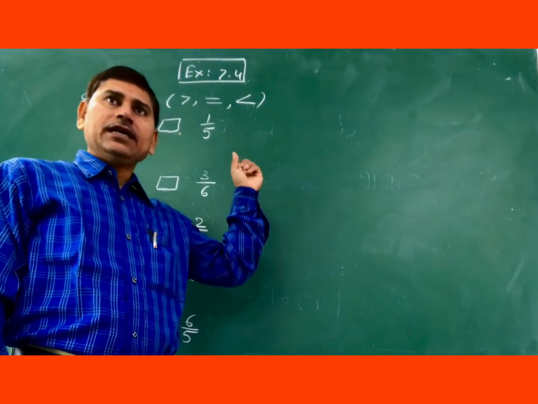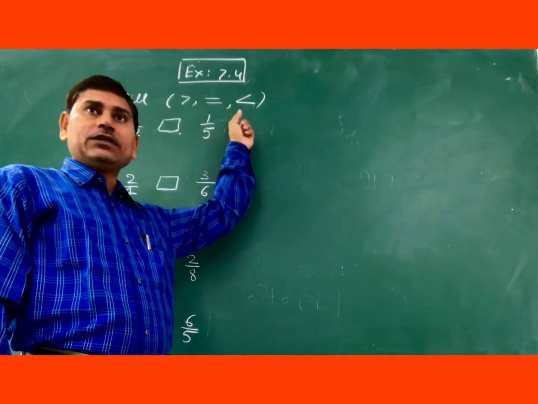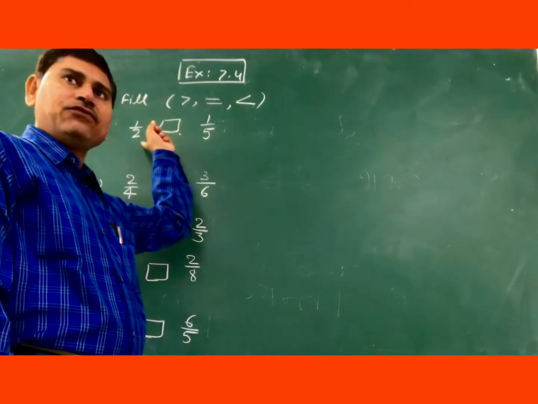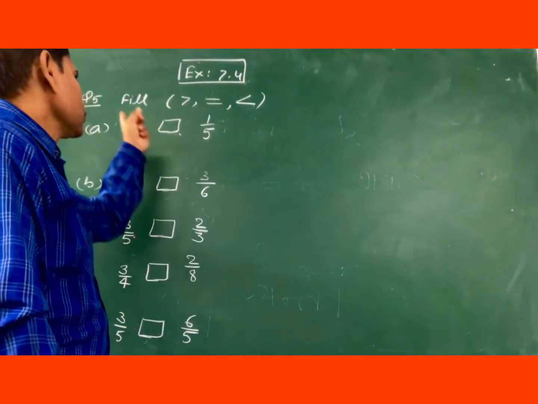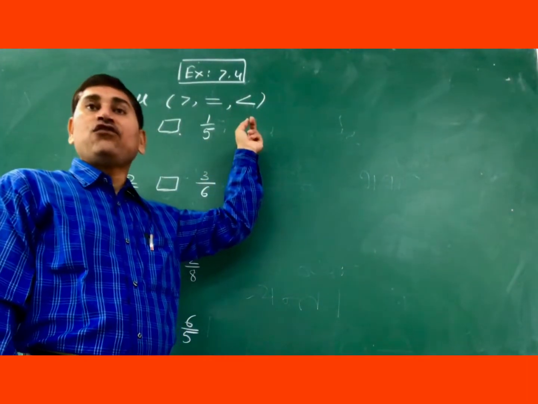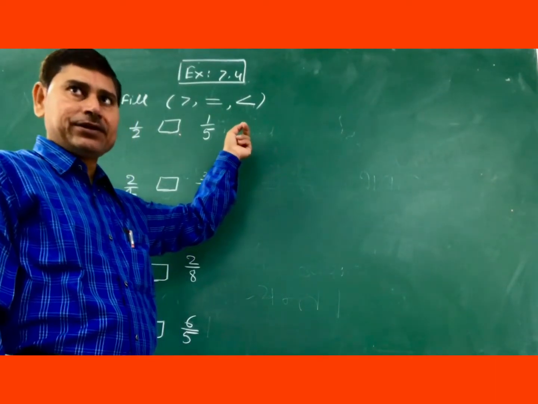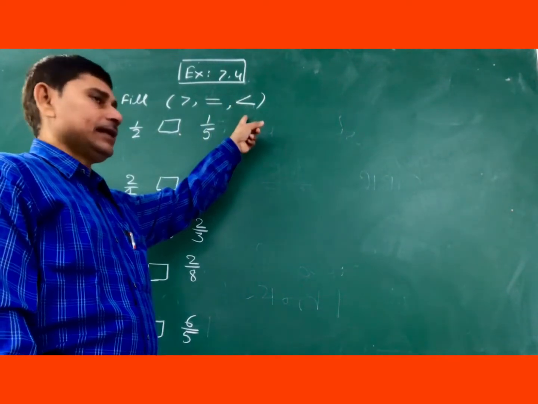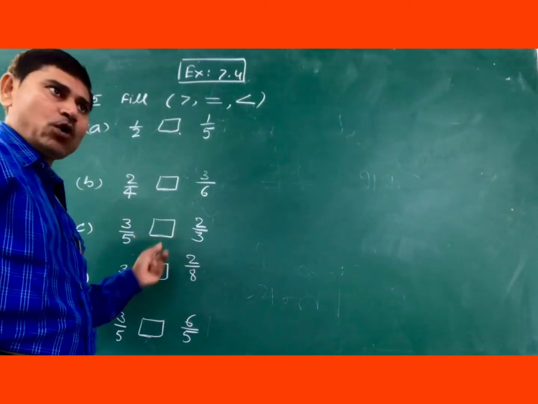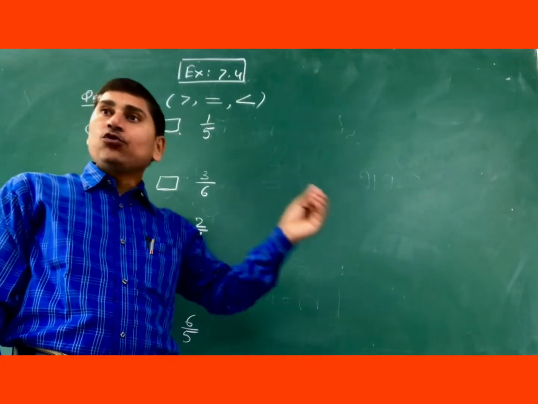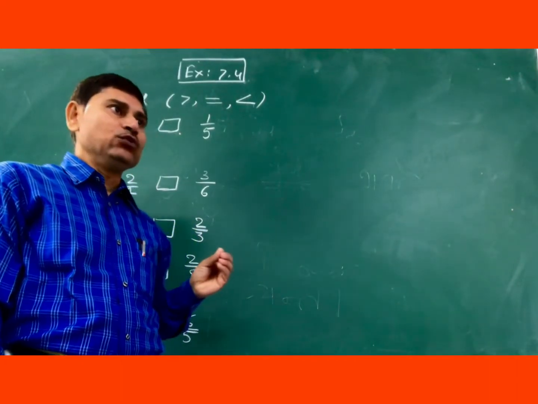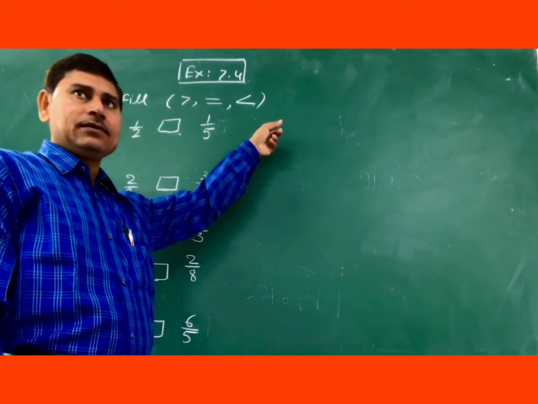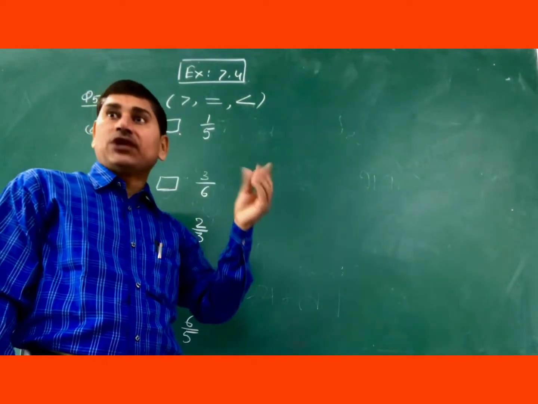Dear, here you can see on the board this is exercise 7.4 and question number 5 of this exercise. Question 5 says: fill the appropriate sign out of greater, equal and less in the given box. Very quickly, how can you fill the sign out of these three using some tricks?